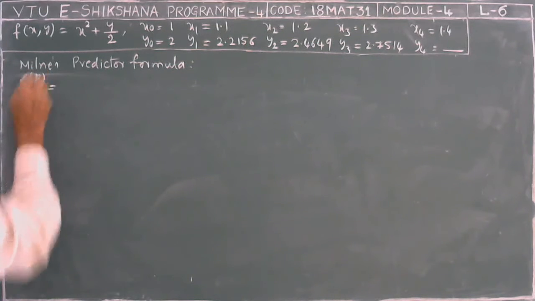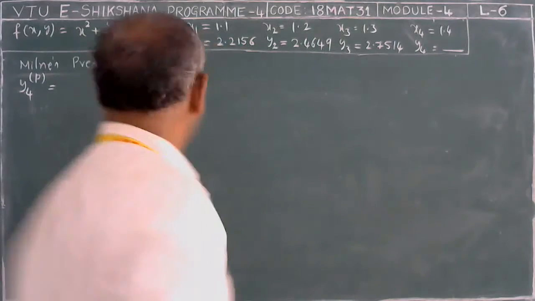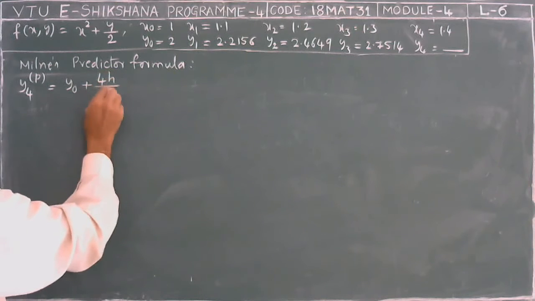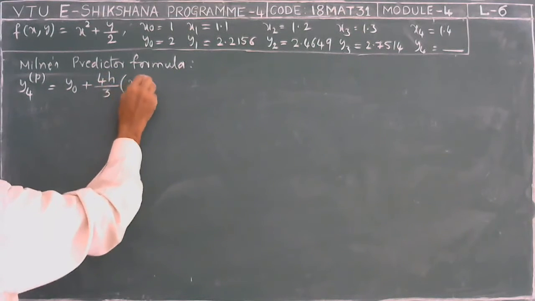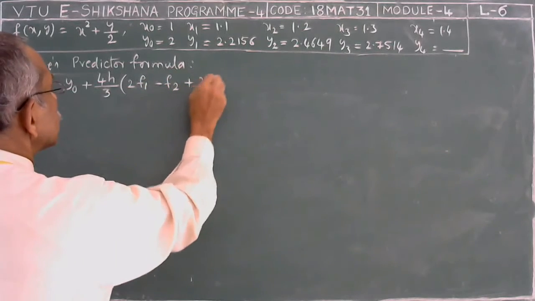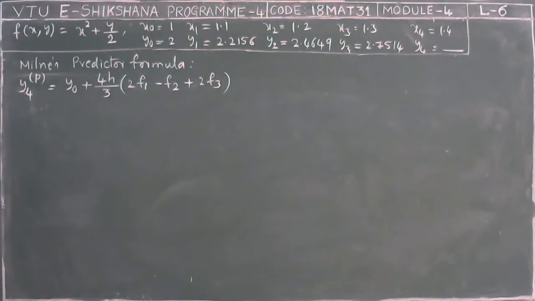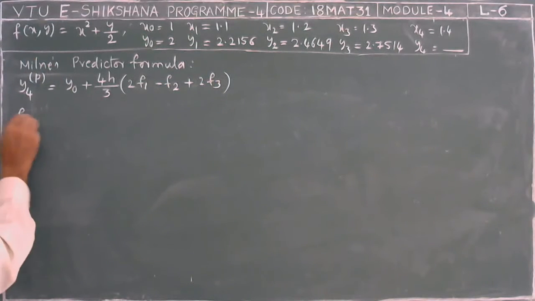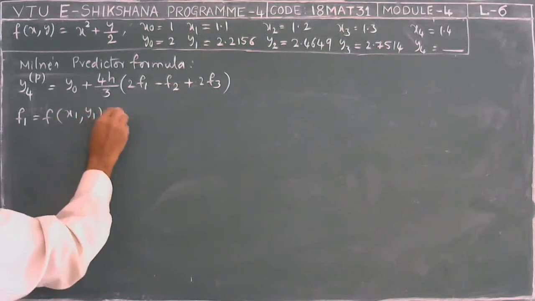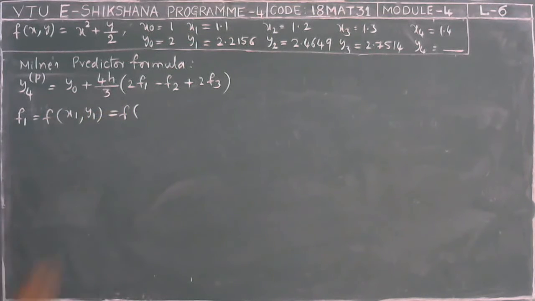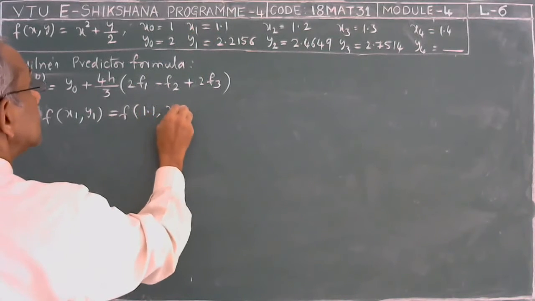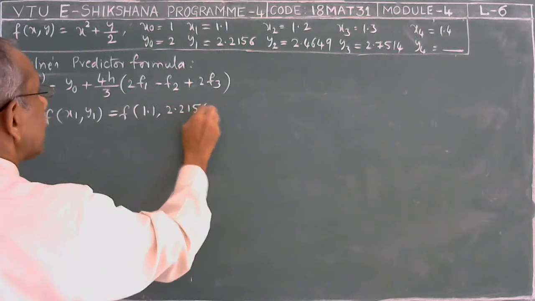Predicting the value of y is equal to y0 plus 4h divided by 3 into 2 f1 minus f2 plus 2 f3. So where f1 is f of x1 comma y1, which is f of 1.1 comma 2.2156.